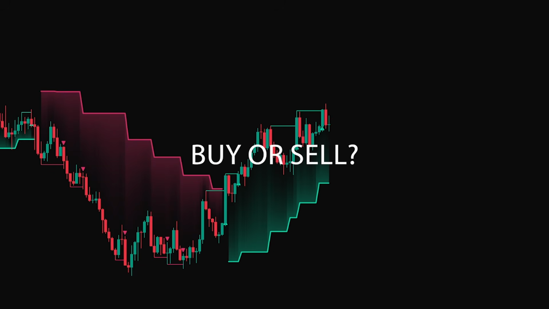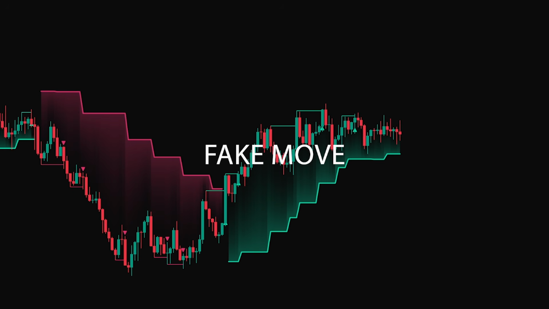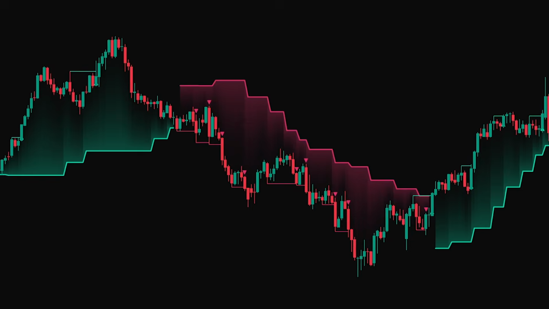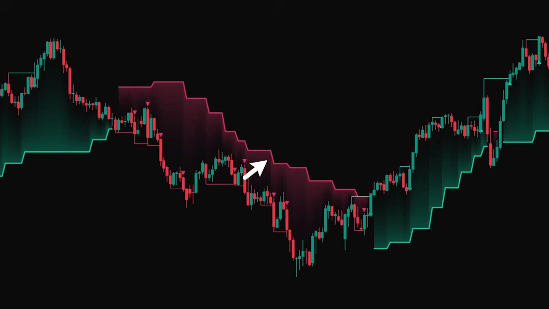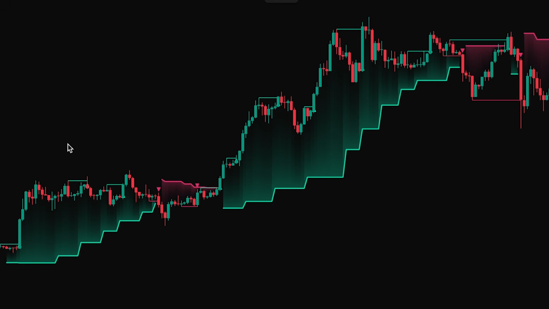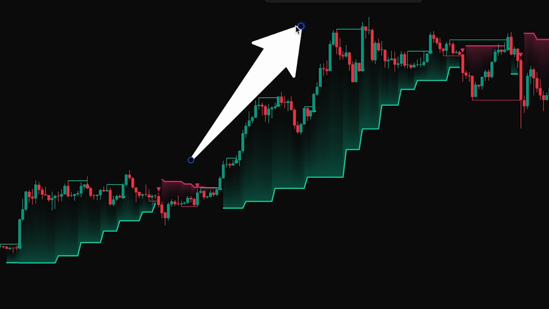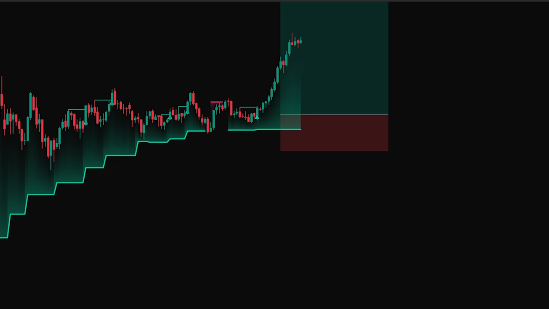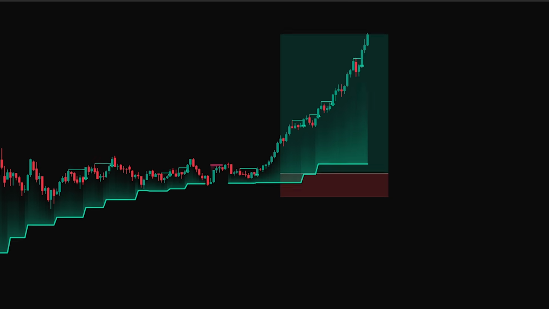Hey traders, have you ever stared at your chart, wondering if it's time to buy or sell, only to get whipsawed by fake moves and end up frustrated? What if there was a simple tool that cuts through the noise and shows you the real trend direction, like a traffic light for your trades? Today, we're diving into a game changer for spotting trends on TradingView. Stick around. By the end, you'll know exactly how to use it to level up your trading.